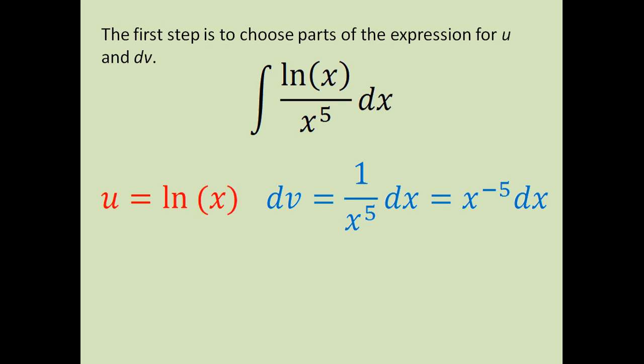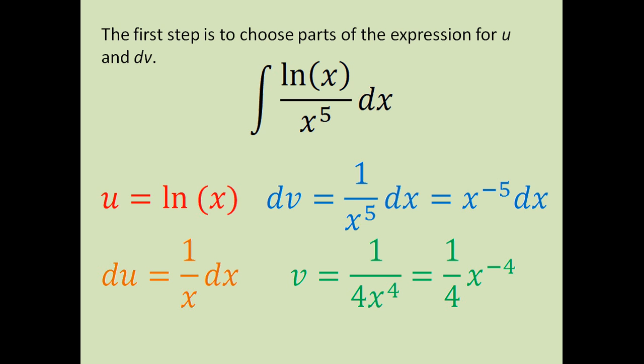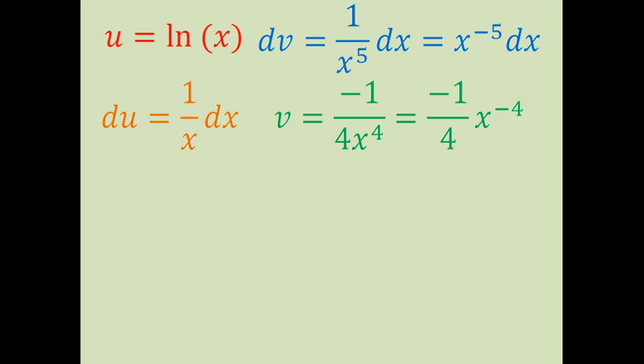Now both of these you can see are easy to find the derivative of, but ln x has a more complicated antiderivative, so we're going to choose that to be u instead of dv. And now we have du equals 1 over x dx, and v equals 1 over 4x to the fourth, which is also 1/4 times x to the negative fourth. So now we have these parts, and now we're going to fill them into the formula.